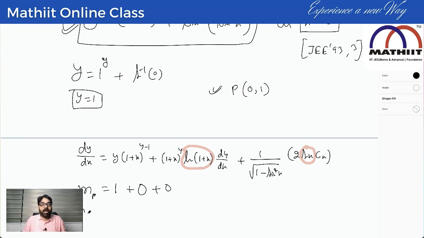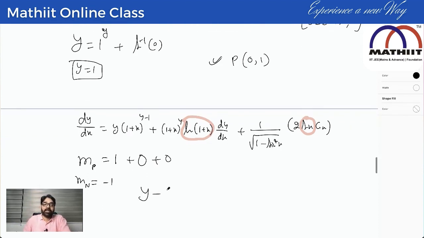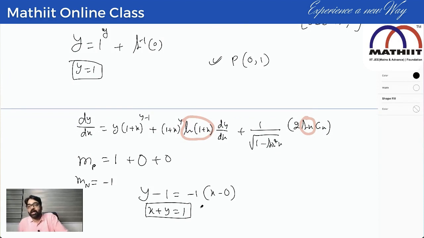So the slope of normal will be minus 1. Yes or no? Slope of normal will be minus 1. So the equation is y minus 1 equal to minus 1 into (x minus 0). So the equation is x plus y equal to 1. This is the answer. Only 2 people gave me the correct answer. Is this clear to everybody? Anybody else got the same answer?